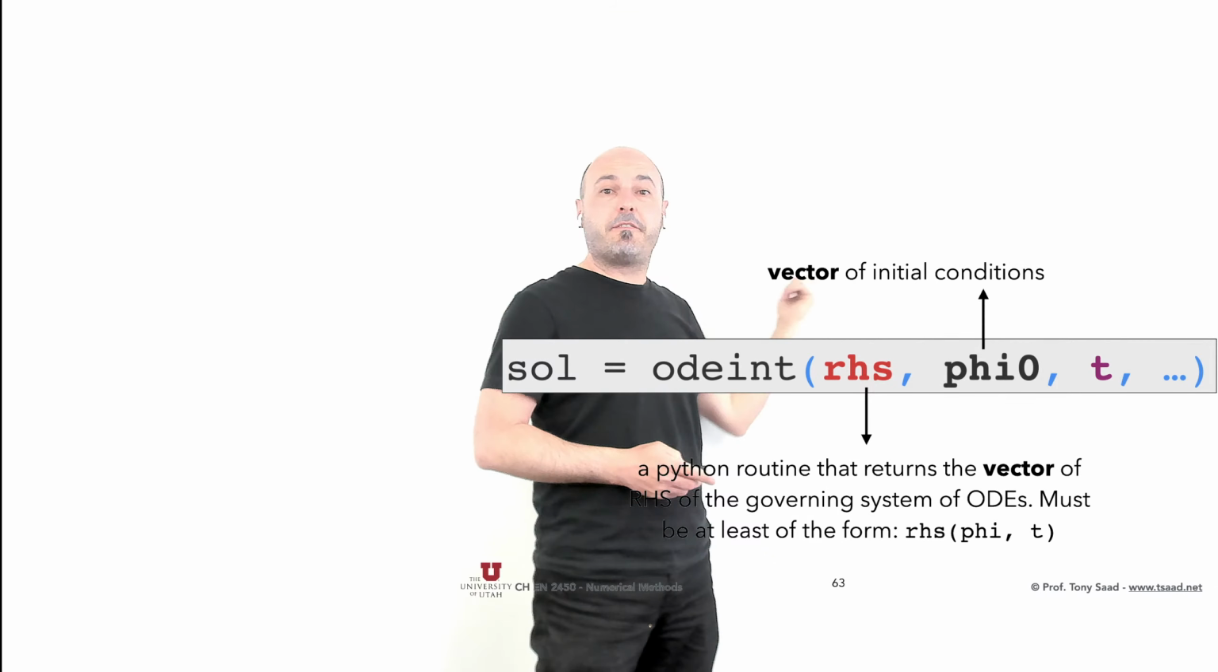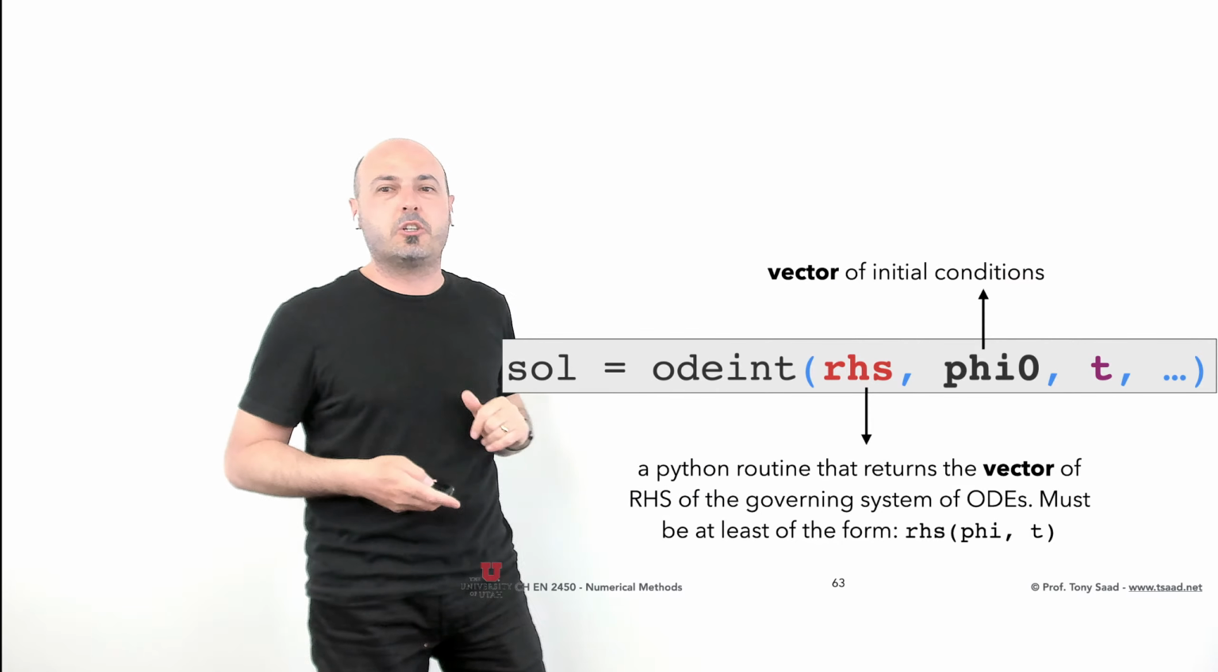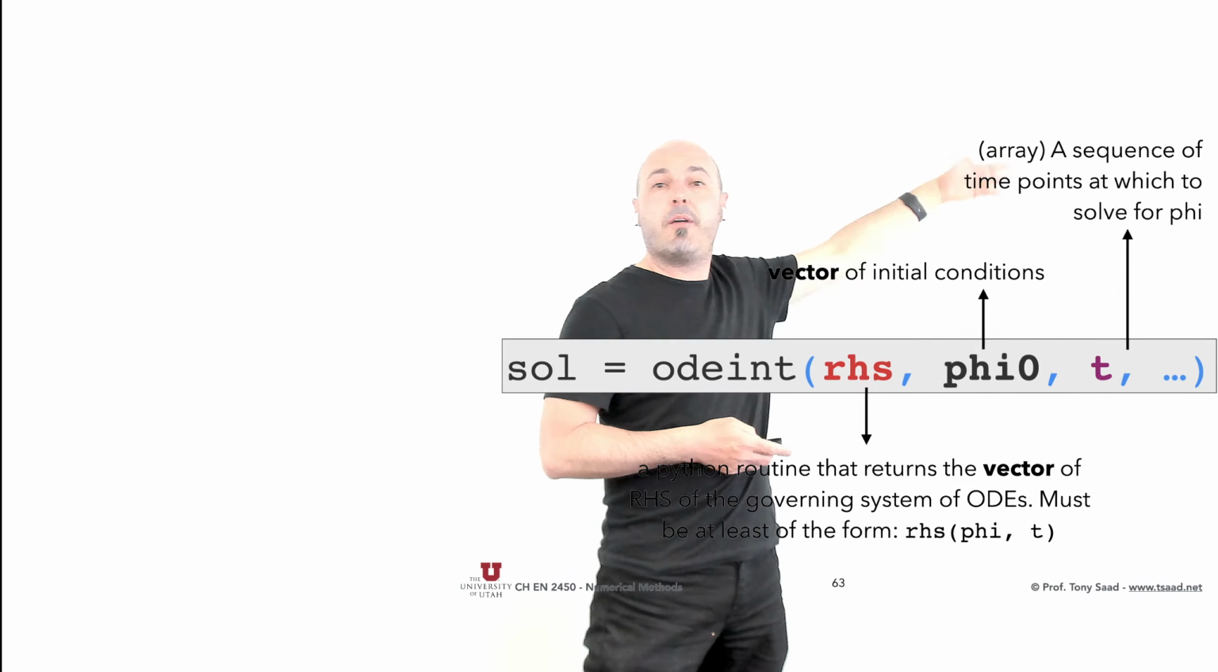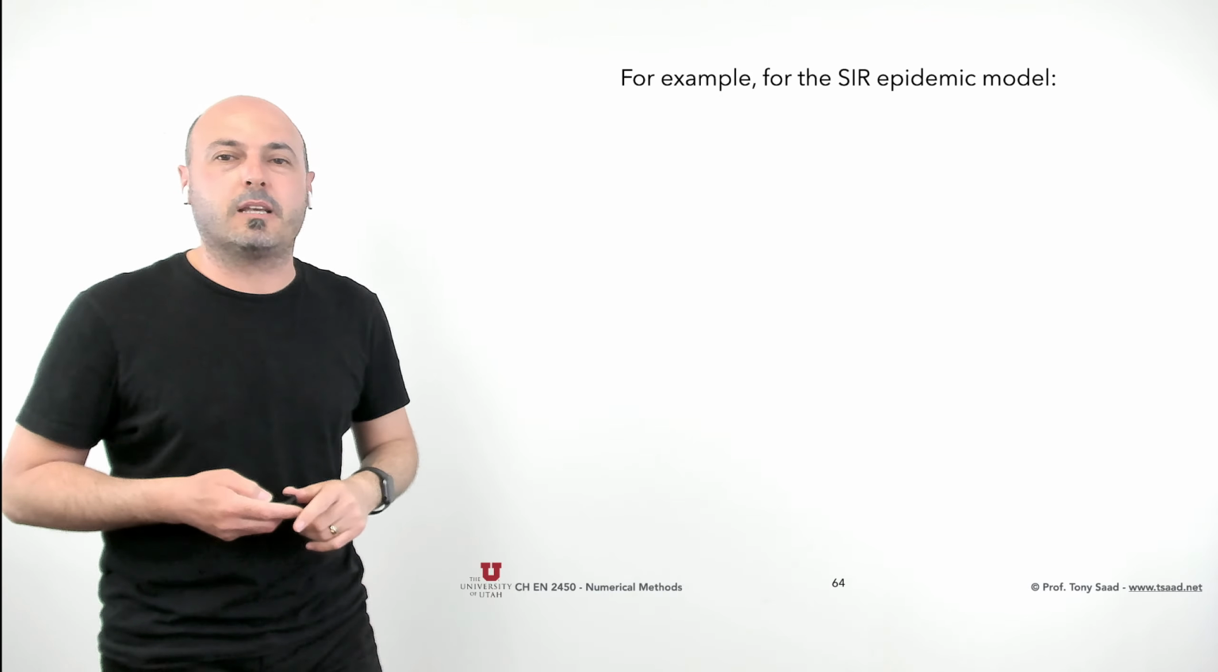Now, phi 0 is a vector of initial conditions. So you put them in brackets, you put your initial conditions for each equation. T is the time array sequence that we used for the single equation.